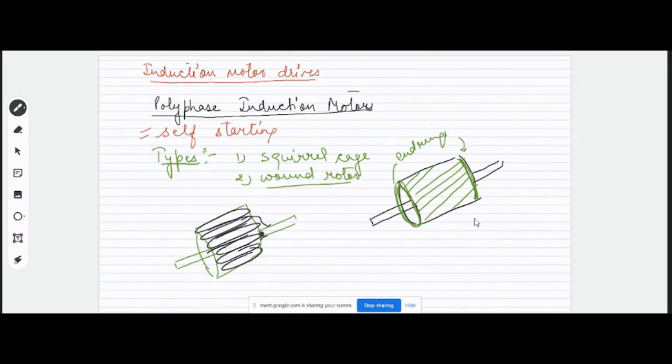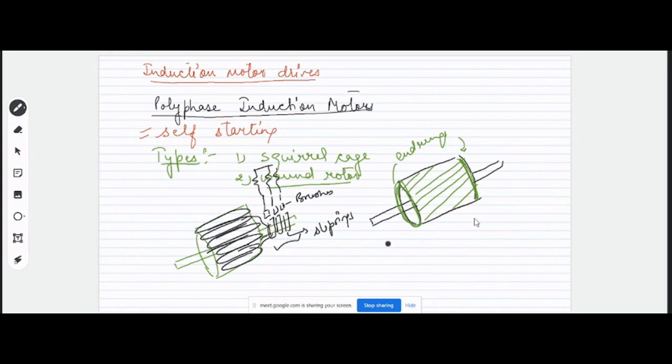These distributed windings are brought back for connection to the outer world through the slip ring and brush assembly. These are the brushes and these are the slip rings. Because of this slip ring and brush assembly, we can add external resistance to the armature circuit or the rotor circuit. But this makes the wound rotor machine a costlier machine. And because of the brushes and slip ring assembly, it requires frequent maintenance.